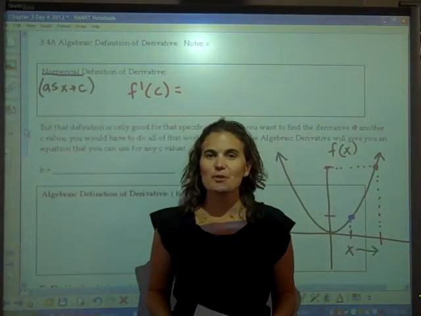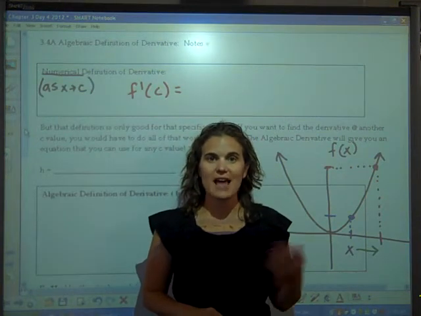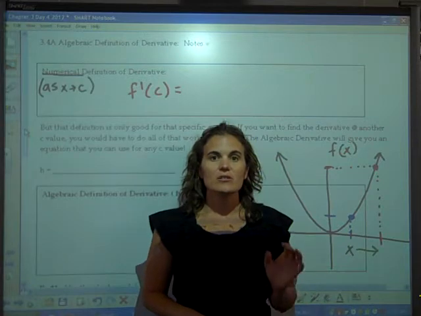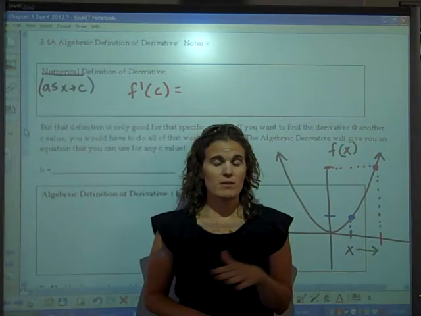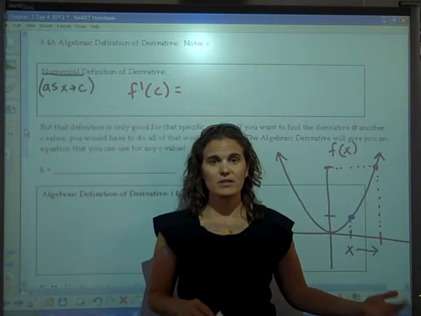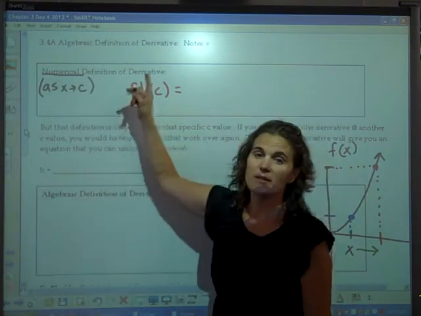Hi y'all, this is section 3.4, part A, and we're going to learn our second definition of derivative. This is the algebraic definition of derivative. So this will tell you what the equation of the derivative will be for any given x value over the entire domain. Okay? So at first I wanted to review our first definition of derivative.